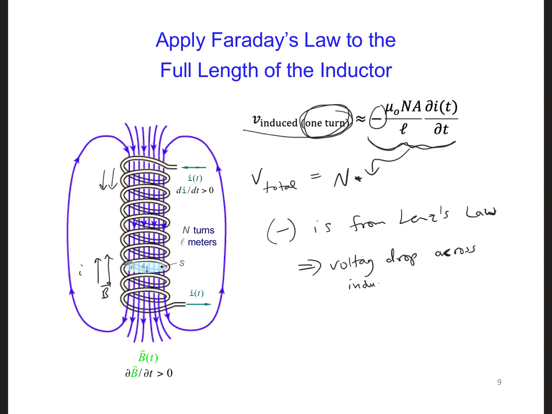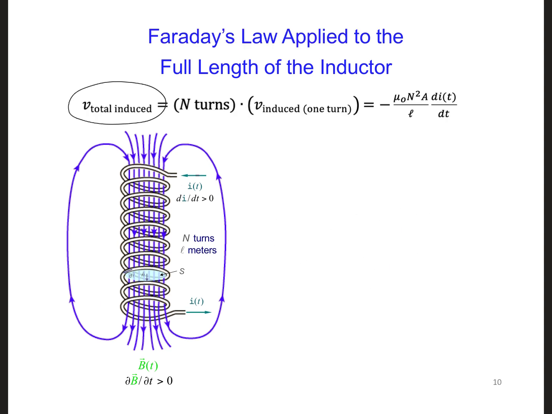And that's because it's kind of resisting the change that's happening. The current is increasing, and it wants to oppose that increase. So that means we can ignore this minus sign, and we'll just remember that we get a voltage drop across an inductor.